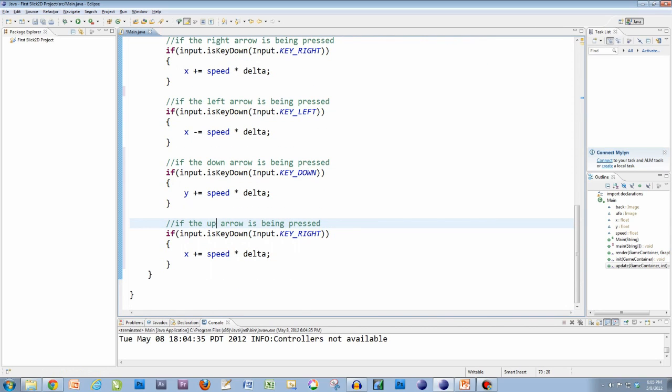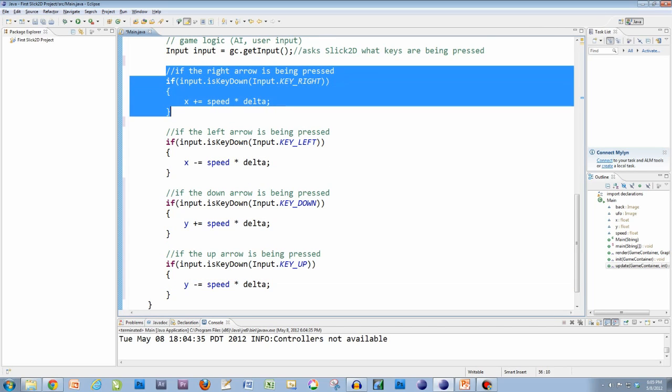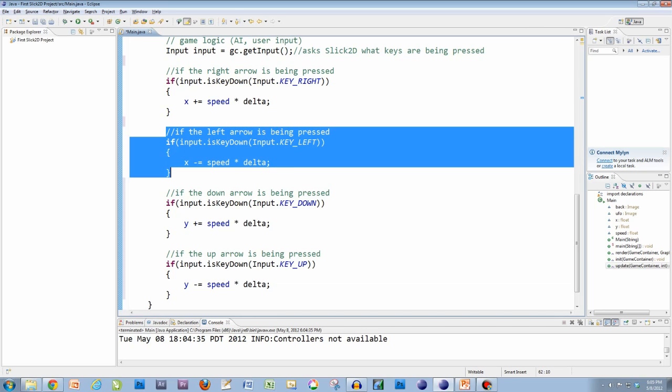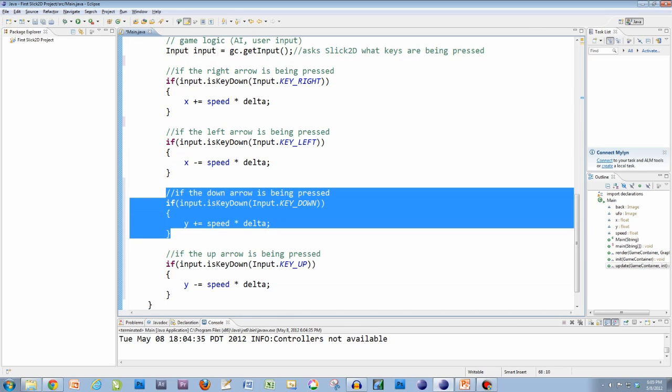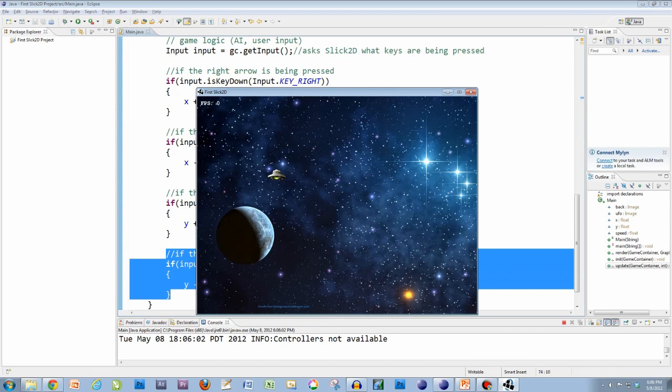And this is going to be if my up arrow is being pressed, I change key right to key up. And again, up is going to be the minus Y direction. So when you're all said and done, you should have 4 of these ifs. 1 right here for the right direction, 1 for the left direction, 1 for the down direction, and 1 for the up direction.